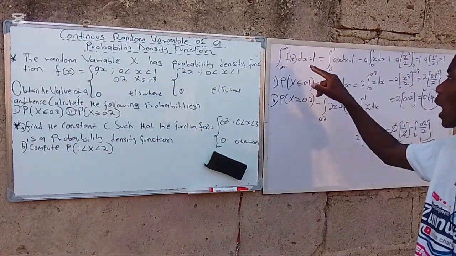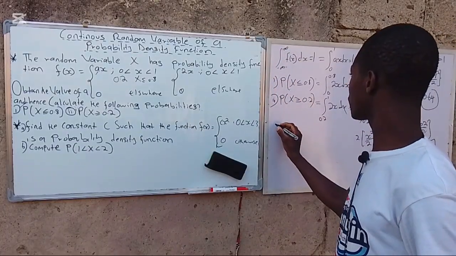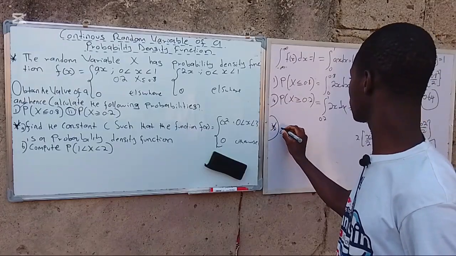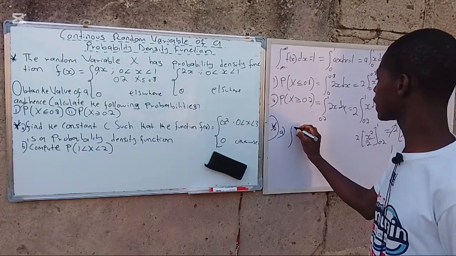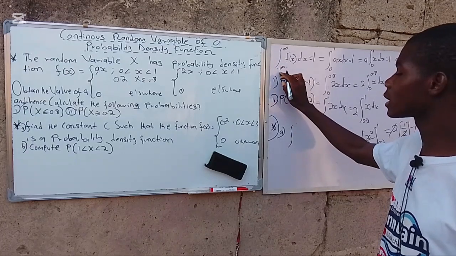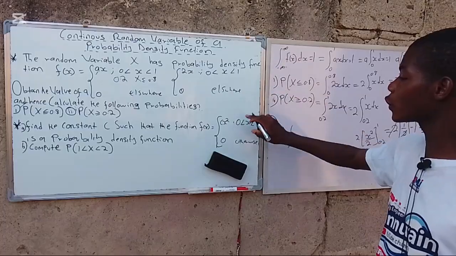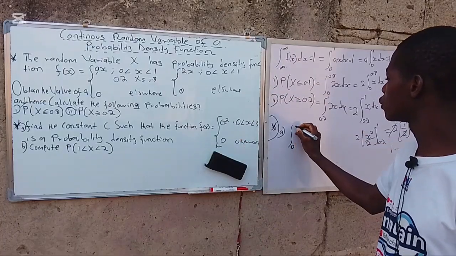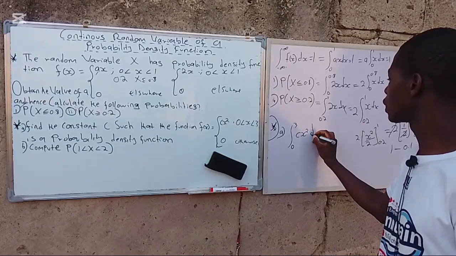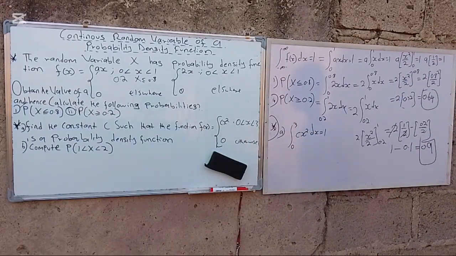So as usual, we are going to use this. Let me say the second question, which is A. We are going to use the integral from negative infinity to infinity, but we are going to use our limit 0 to 3. So therefore we have cx squared dx, which is the same thing as 1.